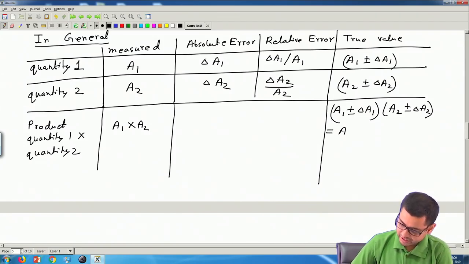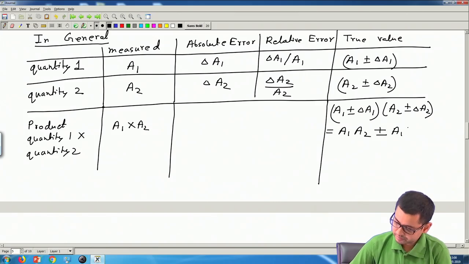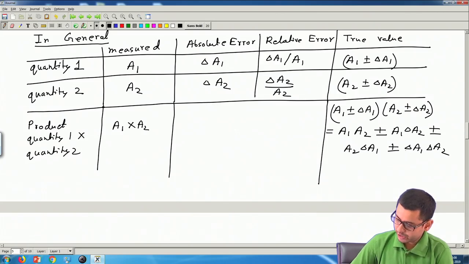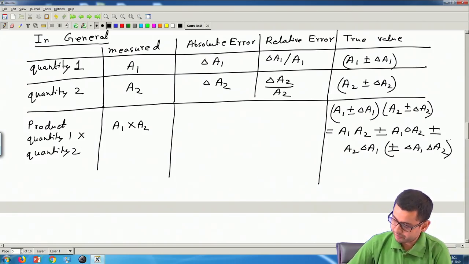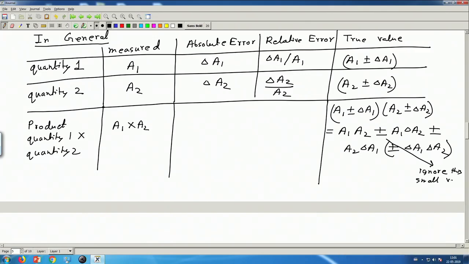Now we can write this as A1 times A2 plus minus A1 times delta A2 plus minus A2 times delta A1 plus minus delta A1 delta A2. Now delta A1 should be a small number. This is an error, so it should be small. Delta A2 also should be small. So let's ignore this term because this is a product of two small terms. So ignore this small value. Okay, so this is the true value, which is A1 A2 plus minus A1 delta A2 plus minus A2 delta A1.